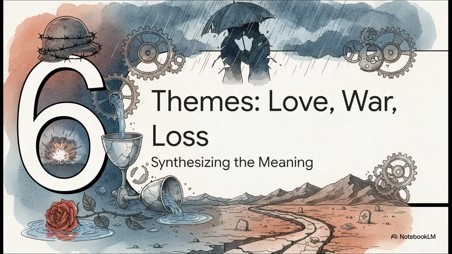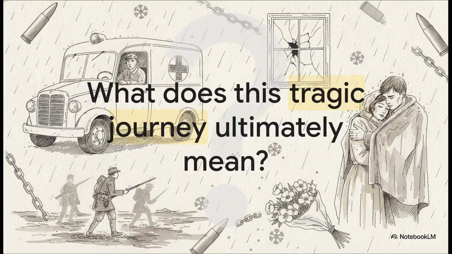Section 6. Themes of love, war, and loss. Let's pull all of this together. Now that we've walked through that chronological plot map, let's step back and look at the overarching lessons. Think about Frederick's journey for a second. He started out as a somewhat cynical, detached ambulance driver, basically just floating through a war he didn't really feel a part of. He ends as a grieving lover, having risked everything for a connection that is ultimately ripped away from him. So what does this massive psychological shift, set against the backdrop of global devastation, ultimately mean?